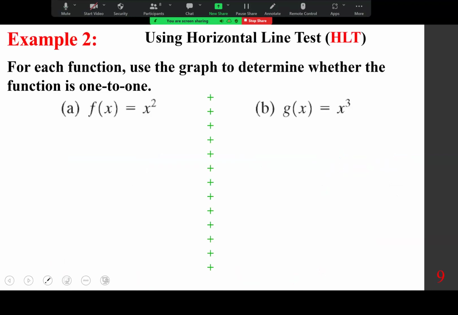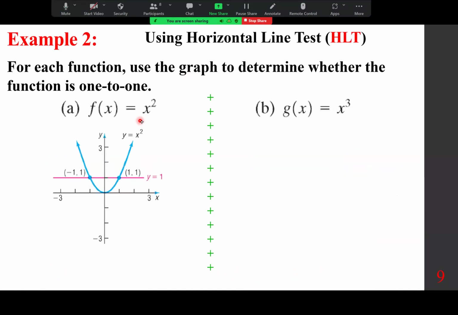Now, for each function, use the graph to determine whether the function is one-to-one. Very simple function, y equals x squared. Everybody knows how to graph it. All you have to do is draw any horizontal line. You can see clearly it crosses the graph. Y equals 1 crosses the graph more than once, and therefore it fails to be a one-to-one function. Because it fails the horizontal line test, it's not a one-to-one function.